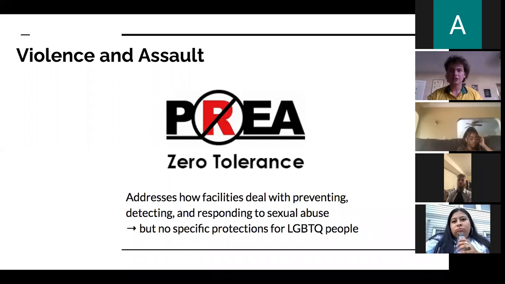PREA addresses how facilities deal with preventing, detecting, and responding to sexual abuse. However, individual states still have the authority to decide what specific measures they put in place to uphold PREA in state prisons. And there was actually bipartisan support for this bill when it was passed. I believe it was actually passed unanimously, but it contains nothing about specifically LGBTQ protections.